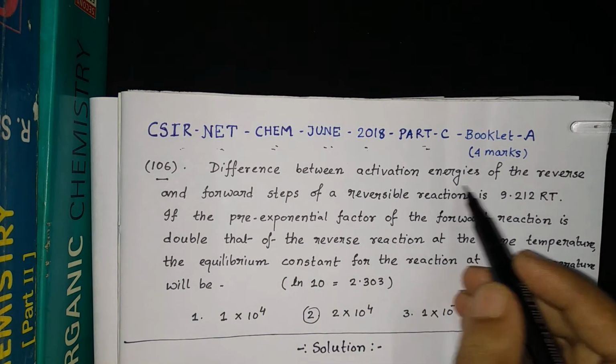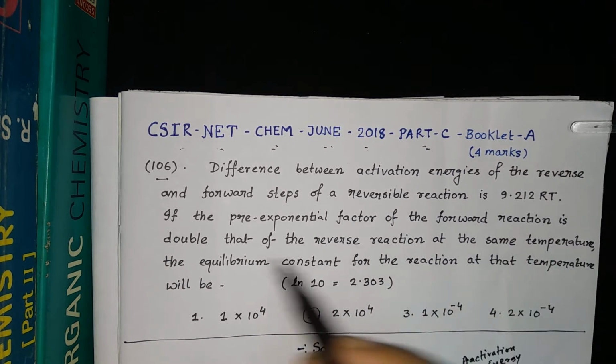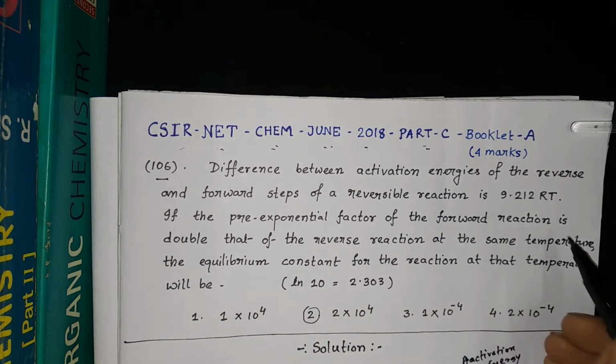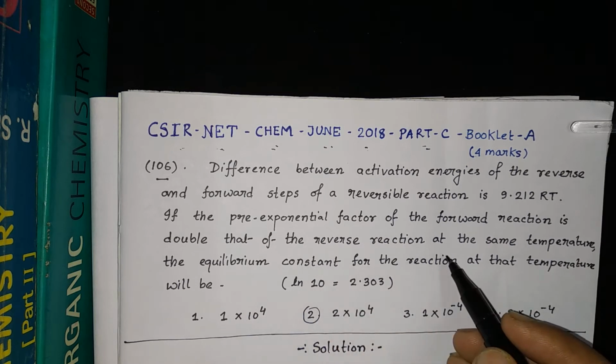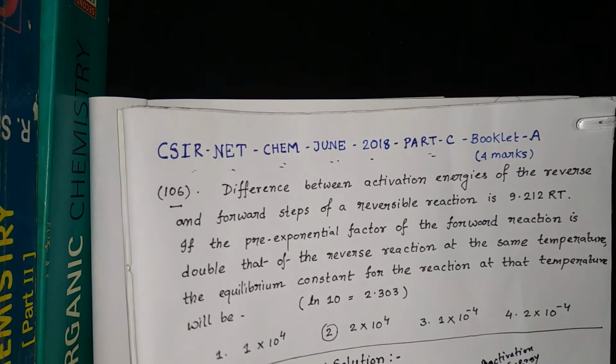The difference between the activation energies of the reverse and the forward step of a reversible reaction is 9.212 RT. If the pre-exponential factor of the forward reaction is double that of the reverse reaction at the same temperature, the equilibrium constant for the reaction at that temperature will be what? There are 4 options given. So guys, first we will come to the detailed analysis of this question.